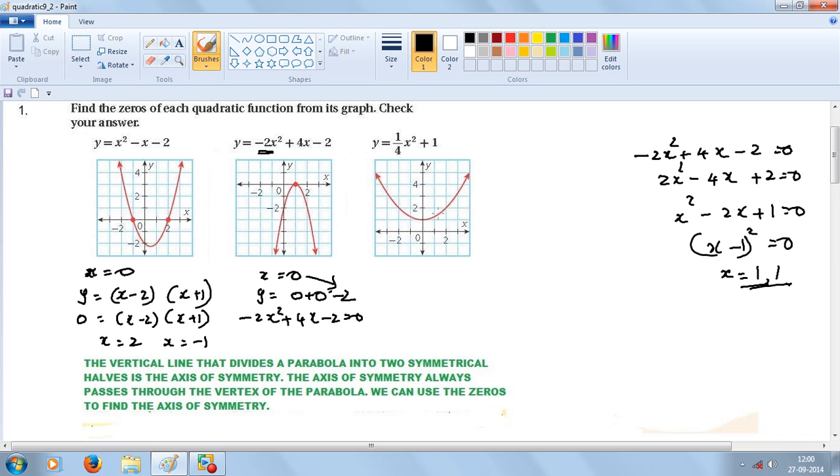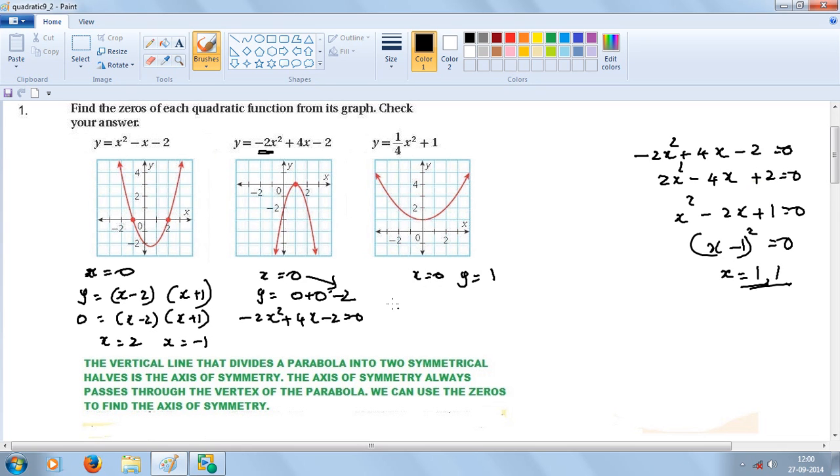This is problem 2. So the next problem, you see, if x is equal to 0, y is equal to 1, the first factor is 1. So y is equal to 1. It is not touching the x-axis at all.